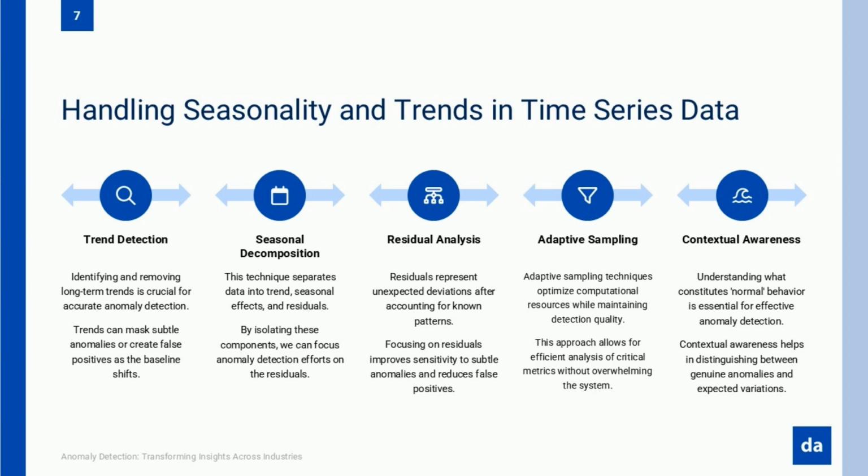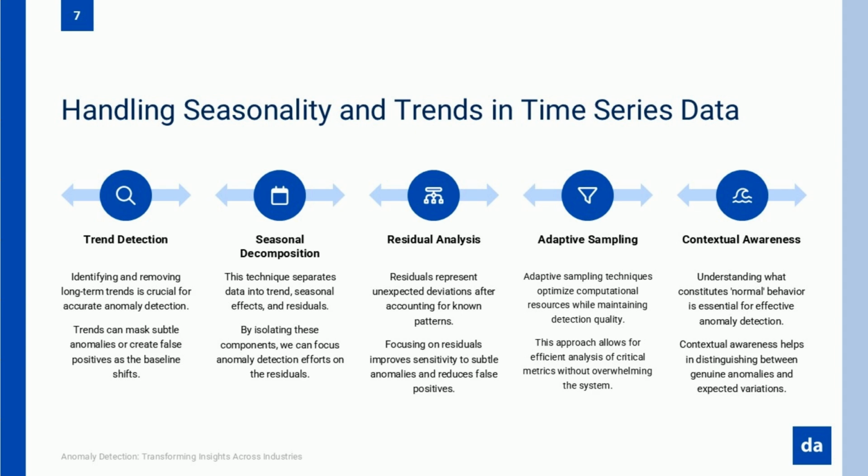With both trend and seasonality identified, we can apply time series decomposition, a technique that separates your data into its constituent components. Classical decomposition models express time series as a combination of trend, seasonal effects, and residuals, the random variation left after accounting for known patterns. By isolating these components, we gain powerful analytical advantages.